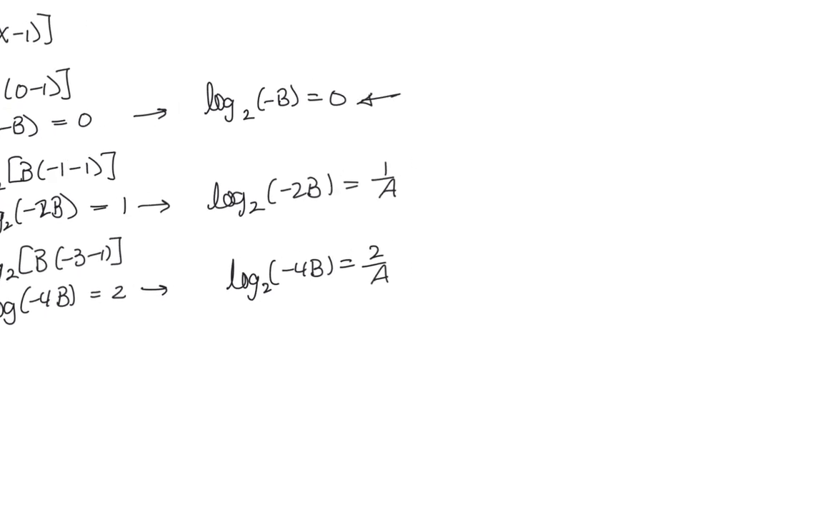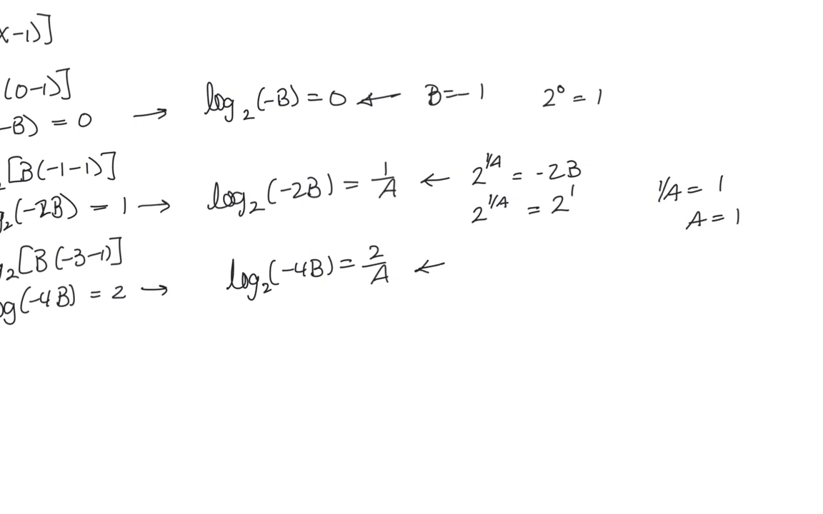Now the only way this would happen is if b equals negative 1, because 2 to the 0 is 1, and since I can't take the log of a negative number, b would have to be negative 1. So if b equals negative 1, turning this into its equivalent exponential, we're going to have 2 to the 1 over a is equal to negative 2b. So 2 to the 1 over a has to equal positive 2, because if b equals negative 1, that means 1 over a has to equal the exponent here, which is 1. So a also has to equal 1.